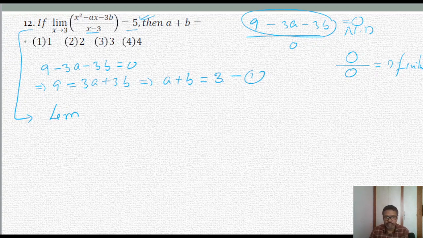Don't apply u by v. Let us differentiate the numerator. X square differentiation is 2x, minus ax differentiation is a, 3b is a constant, we will remove. Now x differentiation is 1, 3 is a constant, differentiation is 0. X tends to 3 and they have given it is equal to 5. Apply the limit now. The limit will be 6 minus a is equal to 5.